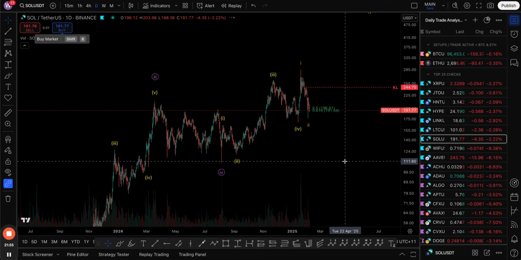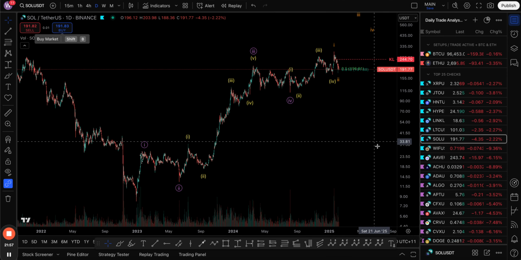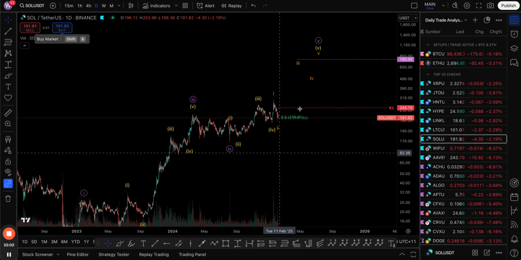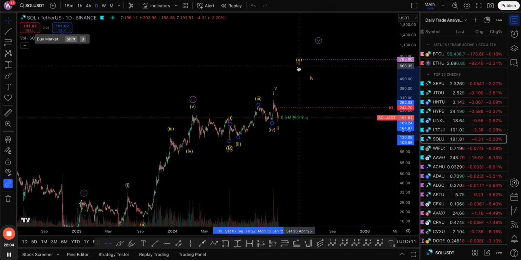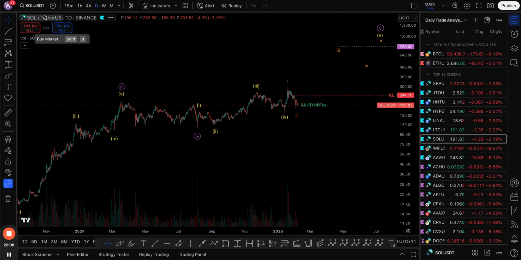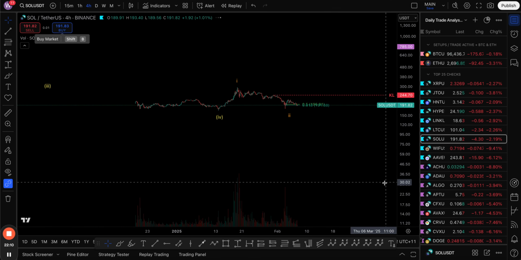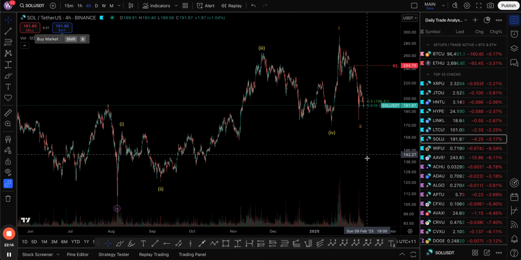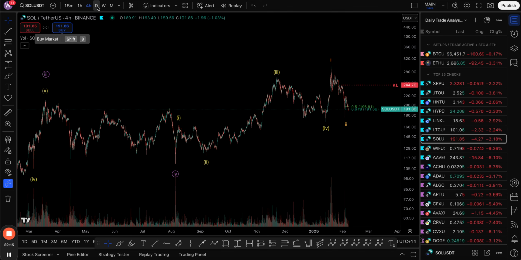Again, I hate how this has literally printed 5 waves. 1, 2, 1, 2, 3, 4, 5, 4, 1, 2, 3, 4, and then this is your 5th wave. And then that all goes there like that. But personally, I think this could be extended. We just really need to bounce from this level. Take this low out. Honestly, the top of Sol might even be in, to be honest.